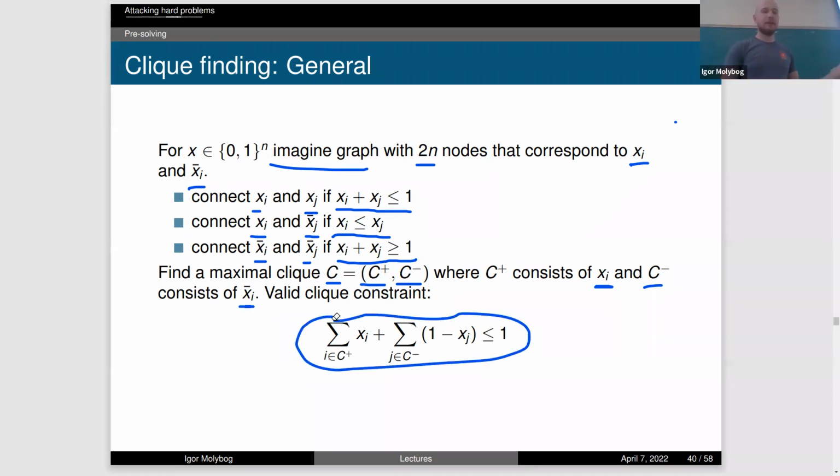exactly the same thing as we did before. So you will divide by, and that will give you a valid clique constraint.